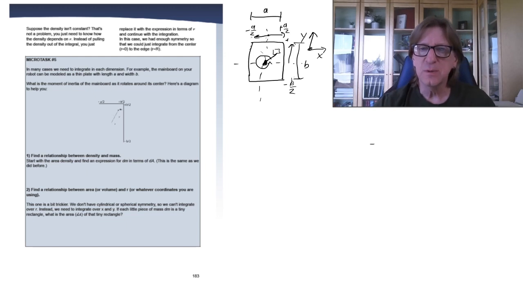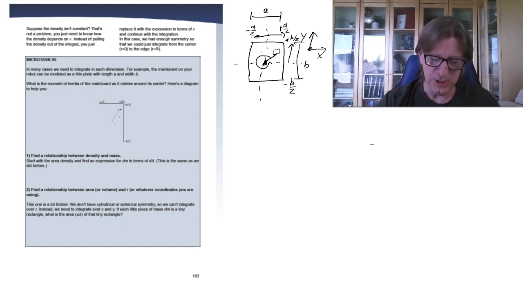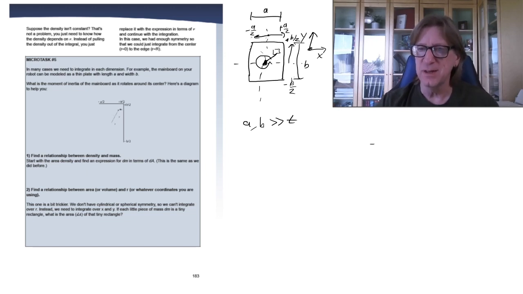And so that's going to be positive b over 2. All right, so those are going to be our limits of integration. The technique is the same. So we're going to find a relationship between the density and the mass. Here again, we are going to assume that a and b are both much greater than the thickness of it, so I can consider this to be an infinitely thin disk.